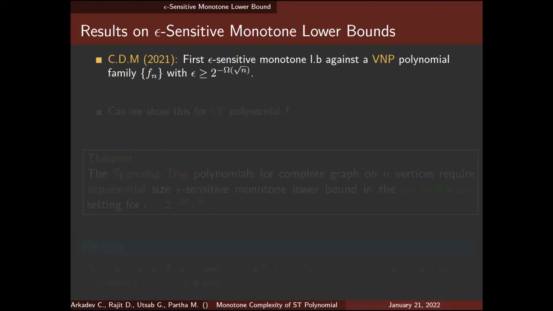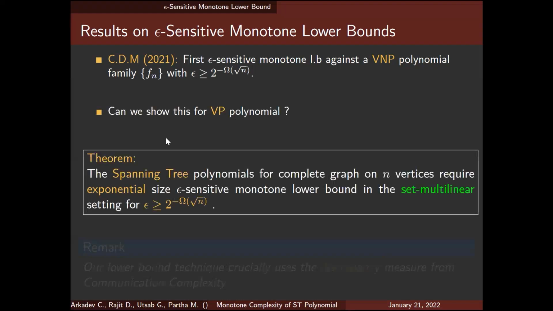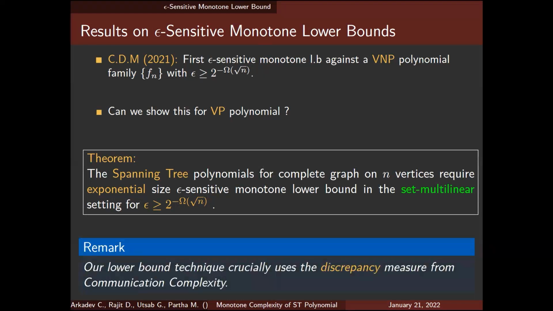In 2021, the first epsilon sensitive monotone lower bound against a VNP polynomial family was proven by Chattopadhyay, Datta, and Mukhopadhyay, for the condition epsilon is at least 2 to the power minus omega root n. So can you show this for a VP polynomial? In this work, we showed that the spanning tree polynomial for the complete graph on n vertices requires exponential size epsilon sensitive monotone circuits in the set-multilinear setting, for epsilon at least 2 to the power minus omega root n. An important remark here is that our lower bound technique crucially uses the discrepancy measure from the communication complexity model.